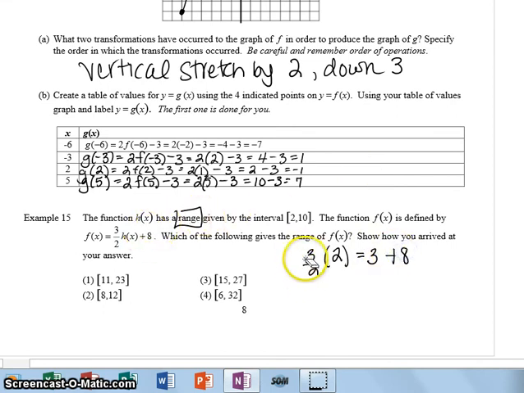So this is me doing the vertical compression. So I'm multiplying 3/2 times that 2, which came from here, and then I'm adding 8 to it, and I get 11. Okay, and I'm going to do the same thing again, but with the number 10. So 3/2 times 10 is 15, but 15 plus 8 is 23. So now I ended up with 11 and 23, which is choice 1.